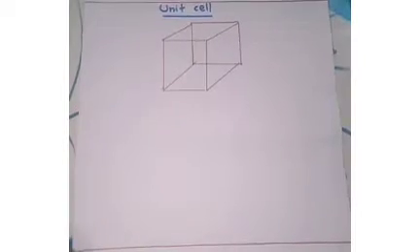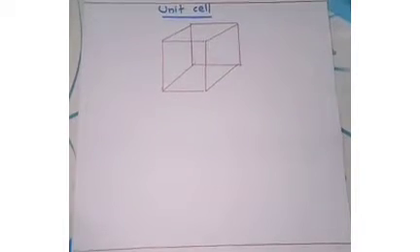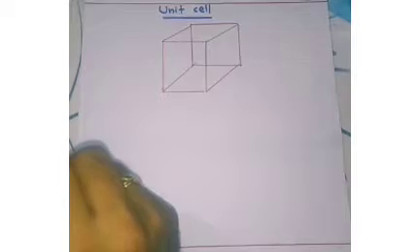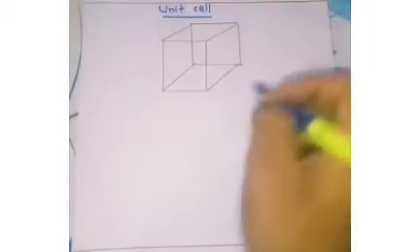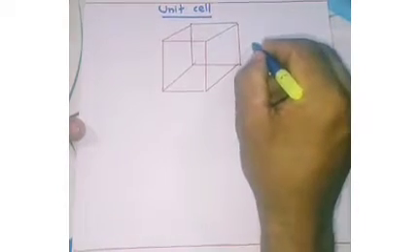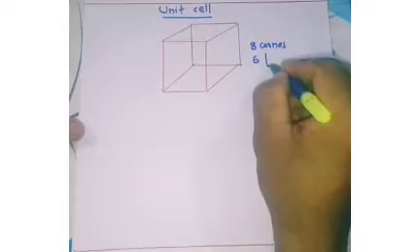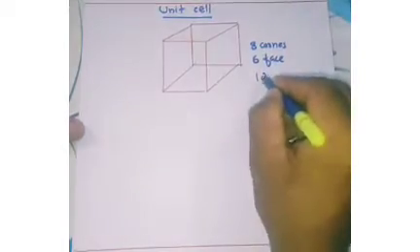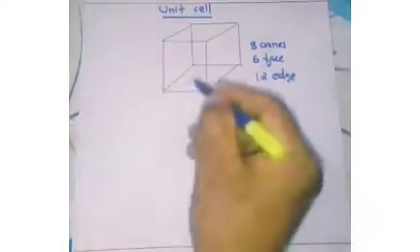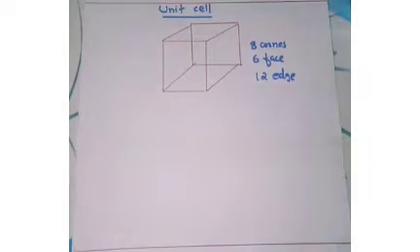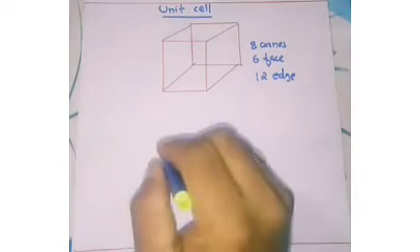Hi students, today we are going to discuss unit cell, that means here cubic unit cell. Cubic unit cell means just like a cube. That is, it consists of 8 corners, 6 faces and 12 edges.